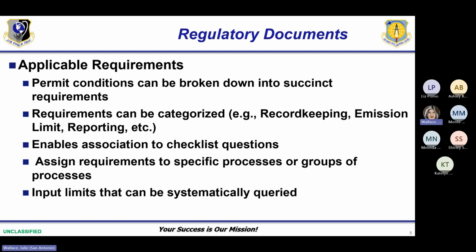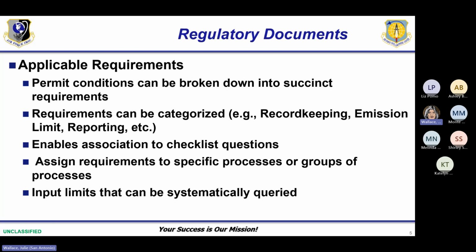So it's got traceability all the way, but also allows you to have a checklist question that's in more plain language that, say, an operator could answer. And they don't necessarily have to have all the legal verbiage that the permit may or may not have. And then you can assign requirements to specific processes or groups of processes. And I'll talk about that here in a minute. That's through a thing called the regulated unit group.